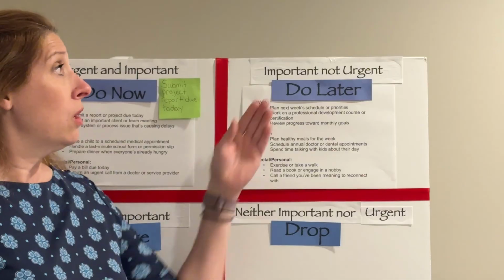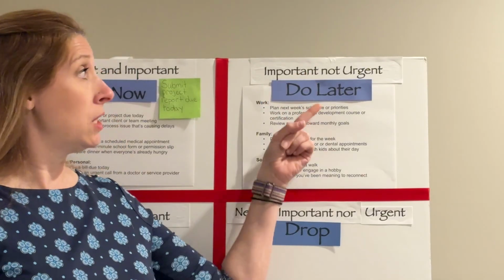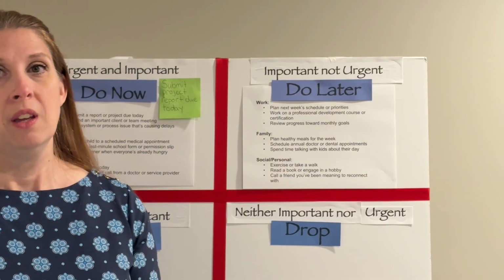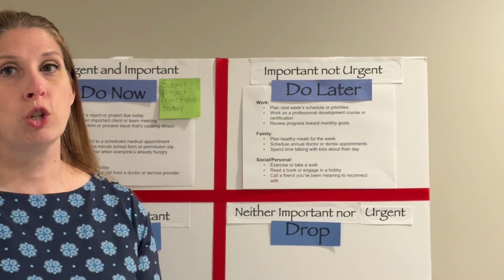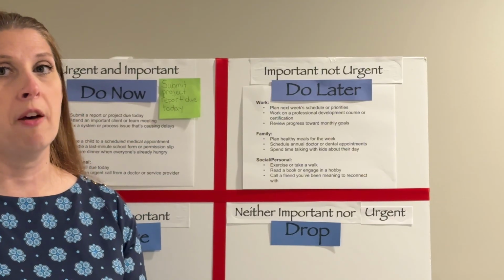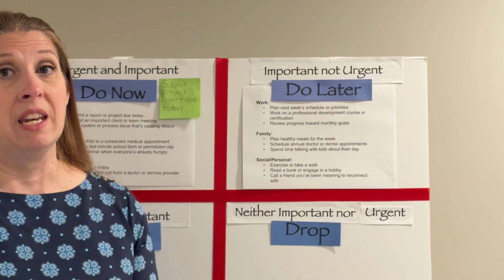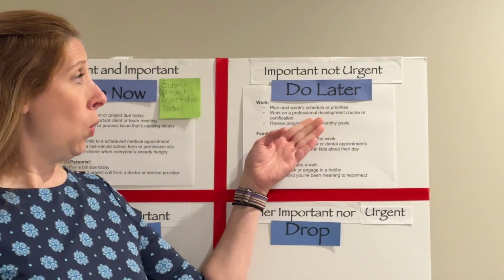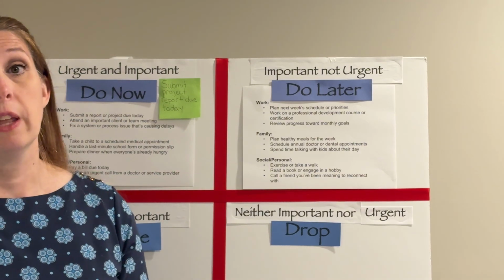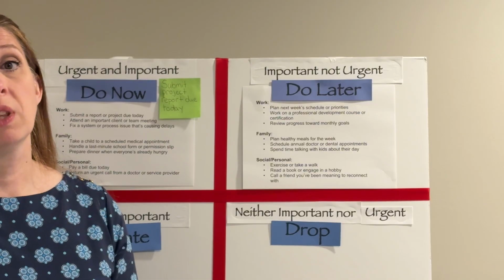We're going to look at our second quadrant, important but not urgent. We labeled this Do Later. It means that we need to schedule these items. These are tasks that contribute to the long-term goals, relationships, or well-being, but not necessarily have pressing deadlines. In work, it may look like planning next week's work schedule or your priorities, working on a professional development course for certification, reviewing your progress towards your monthly goals.